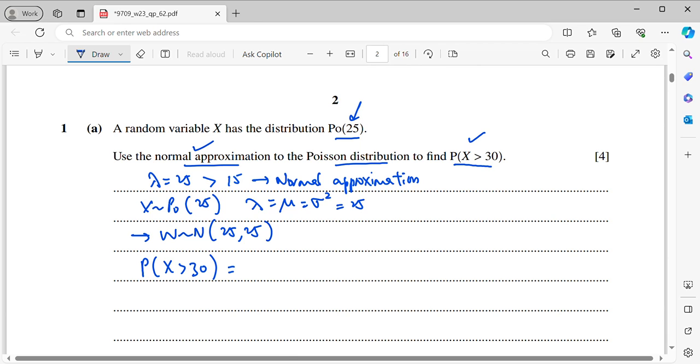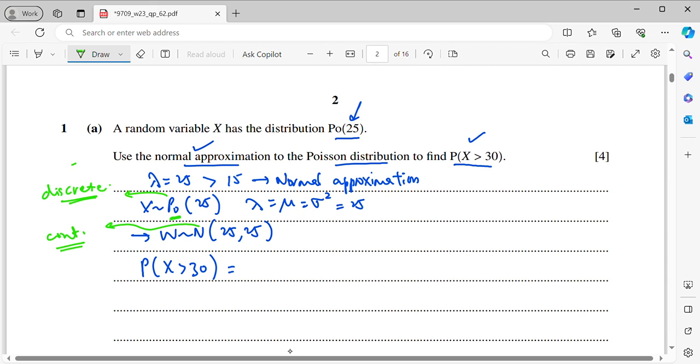Now, you have to be careful with this because your Poisson is discrete. X is a discrete random variable because it is Poisson distributed, and the normal is a continuous distribution. So from discrete you change to normal, which means you need to carry out the continuity correction.